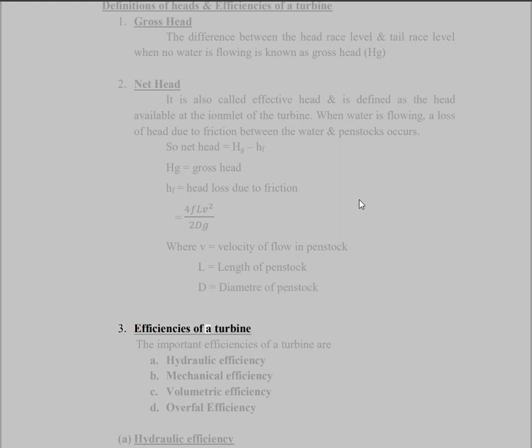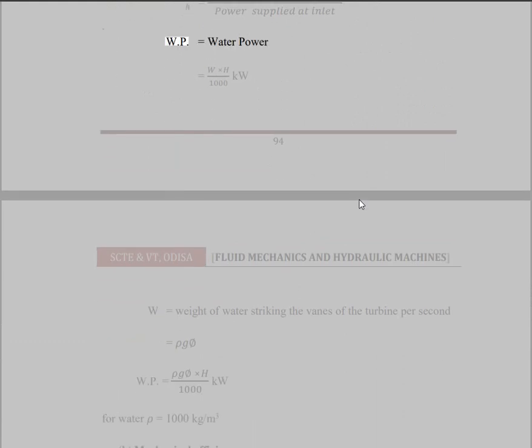3. Efficiencies of a turbine. The important efficiencies of a turbine are: A. Hydraulic efficiency. B. Mechanical efficiency. C. Volumetric efficiency. D. Overall efficiency. A. Hydraulic efficiency equals power developed by runner divided by water power. Wp equals water power, in kW.